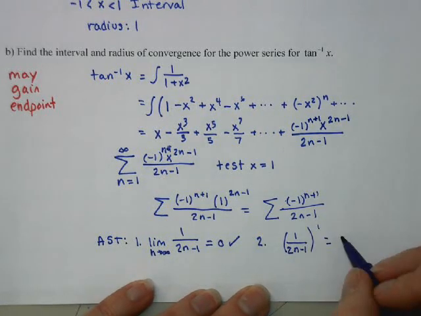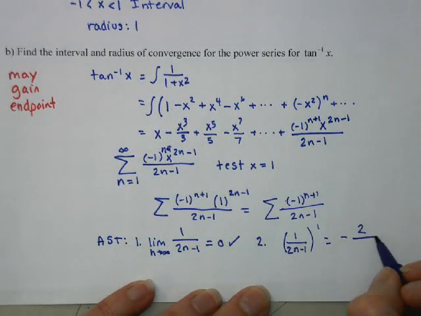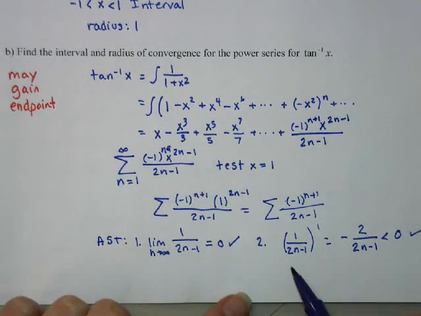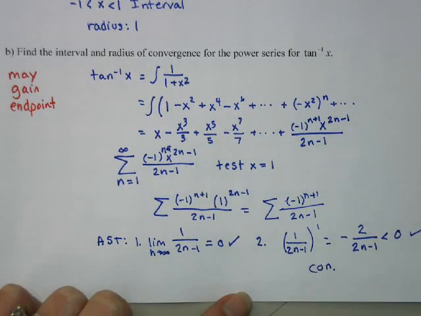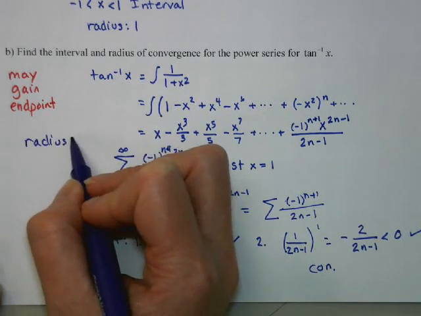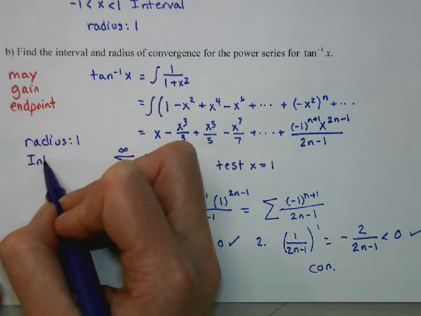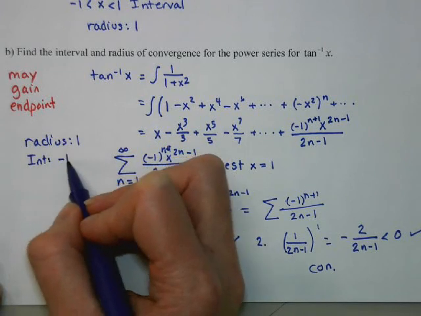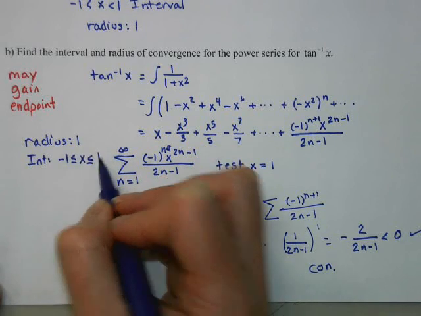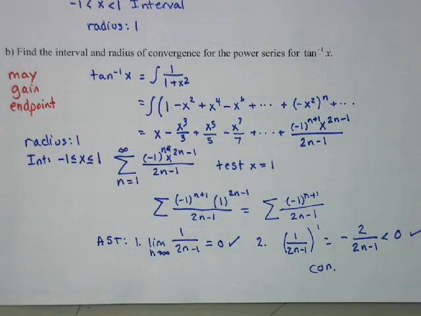This derivative is negative 2 over 2n minus 1 squared, which will be less than 0 because of the negative. So this one converges. So my radius is still 1. The interval now includes both endpoints. So that is radius and interval of convergence.